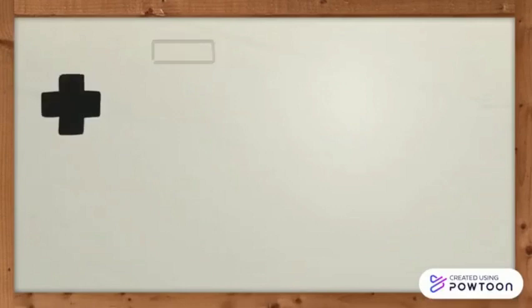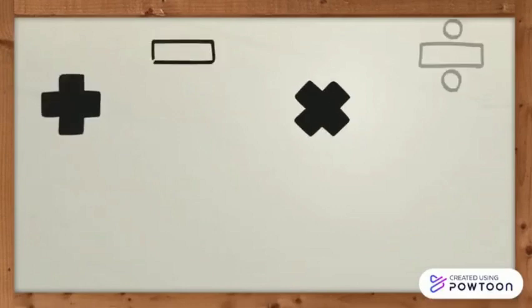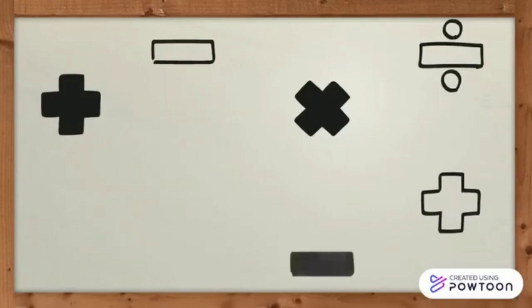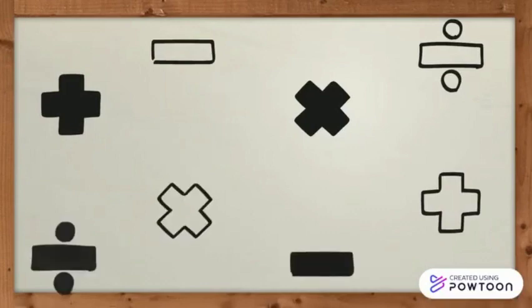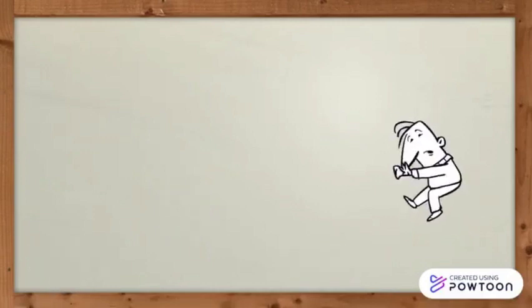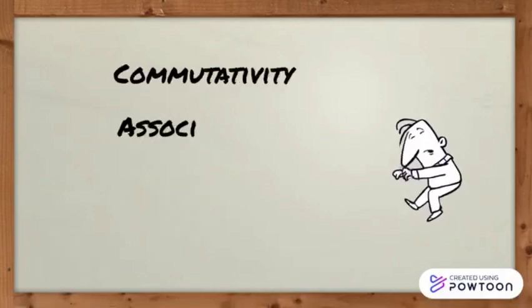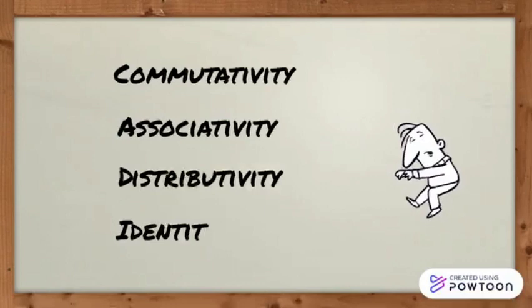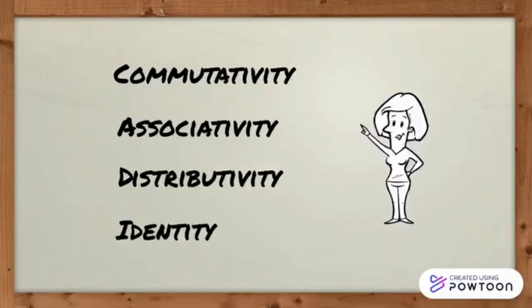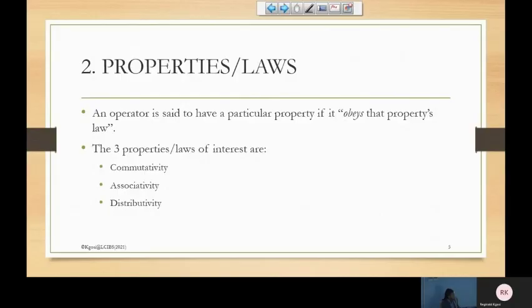So when we talk of the operators, addition, subtraction, multiplication, and division, the four basic operators there, we are going to talk about them in relation to these laws. We say that the operator has that property or displays that property if it obeys that law. It actually does what the law says should happen. If it doesn't do what the law says should happen, then it does not have that property.